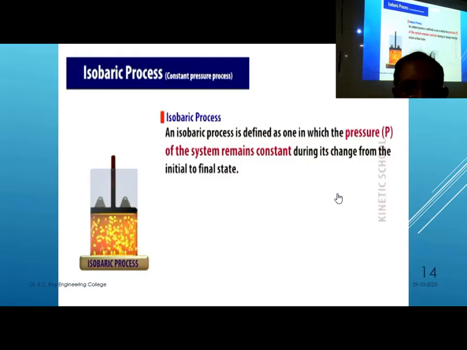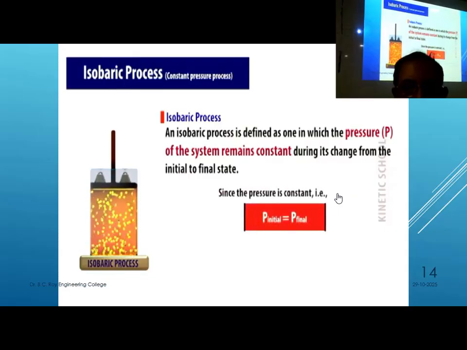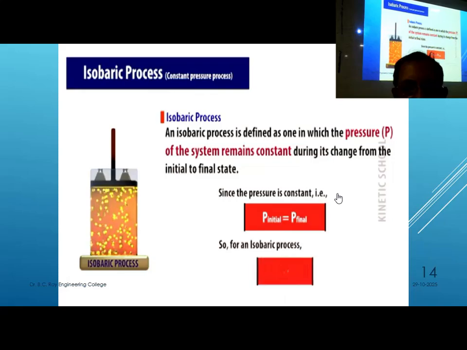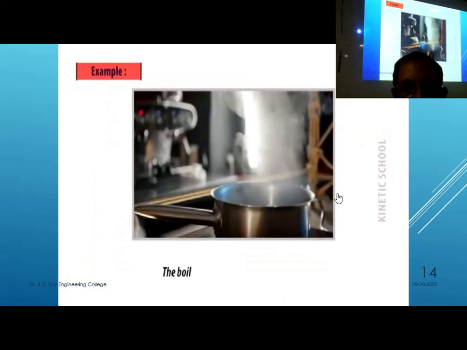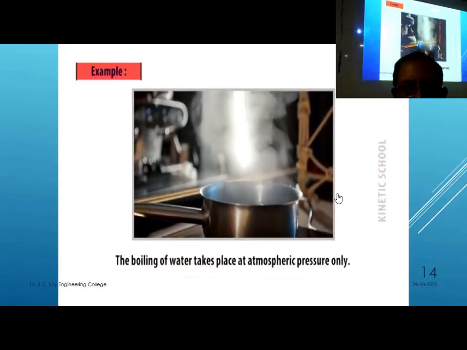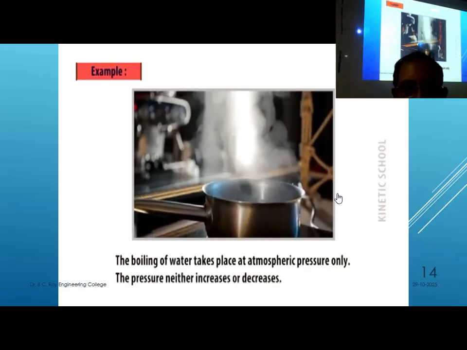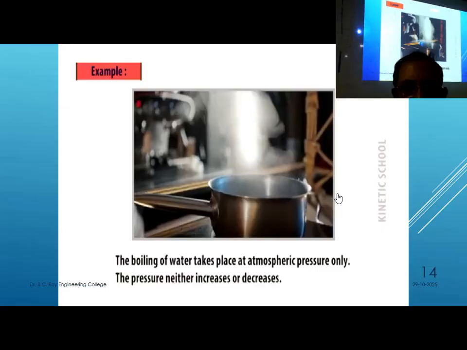An isobaric process is defined as one in which the pressure of the system remains constant during its change from the initial to final state. Since the pressure is constant, initial pressure is equal to final pressure. So, for an isobaric process, dP is equal to 0. For example, the boiling of water in an open vessel. The boiling of water takes place at atmospheric pressure only. The pressure neither increases nor decreases.